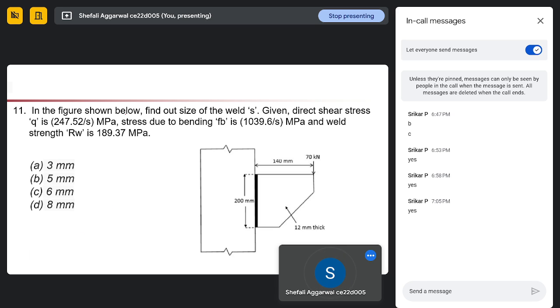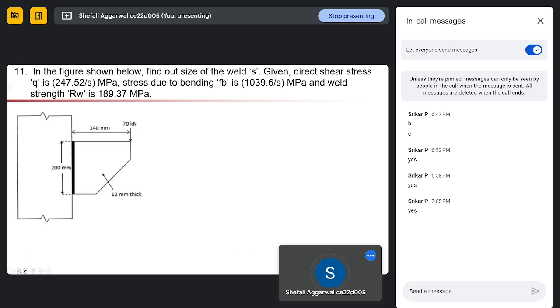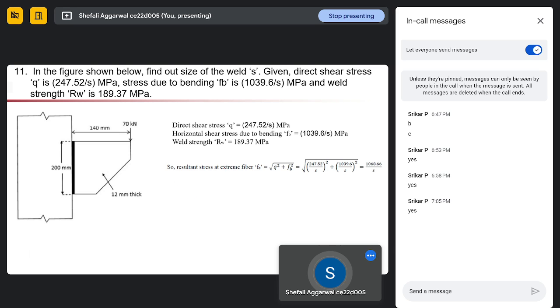Next question is, in the figure shown below, find the size of weld. What is given to us? Shear stress is given as 247.52 divided by size of weld, and FP is given as 1039.6 divided by size of weld, and RW is given by 189.37. Can we calculate the size of weld? We can directly use our simple formula of resultant stress.